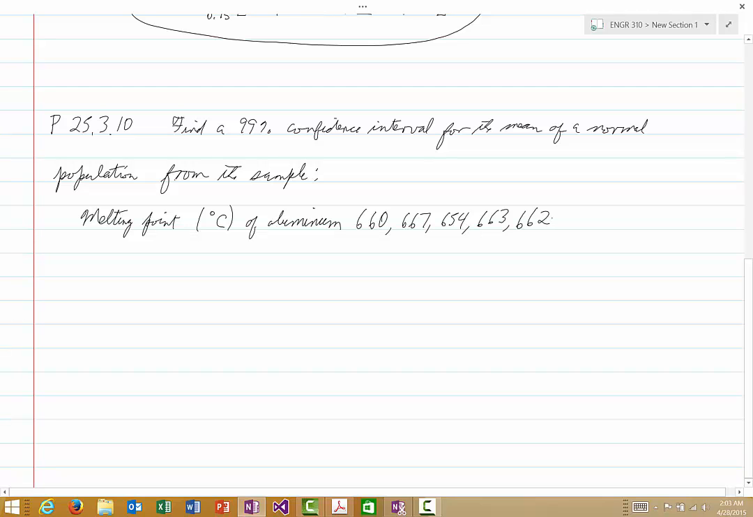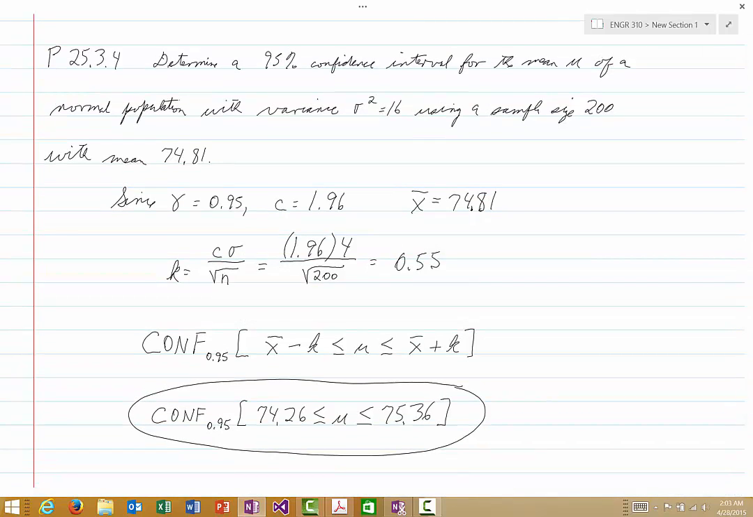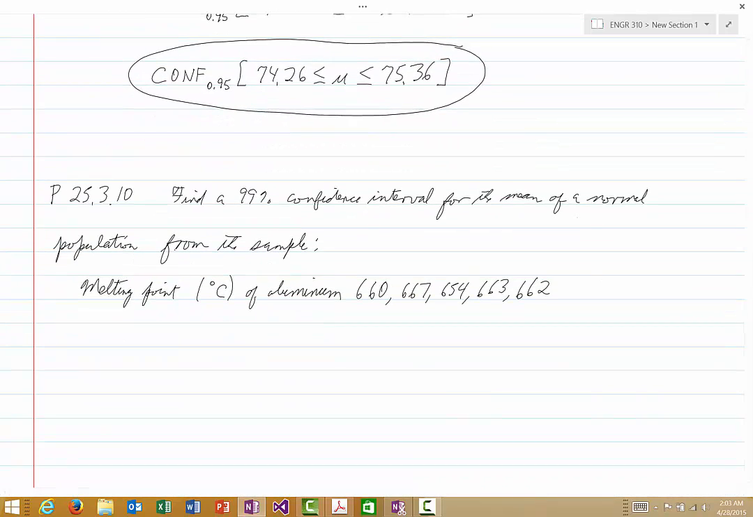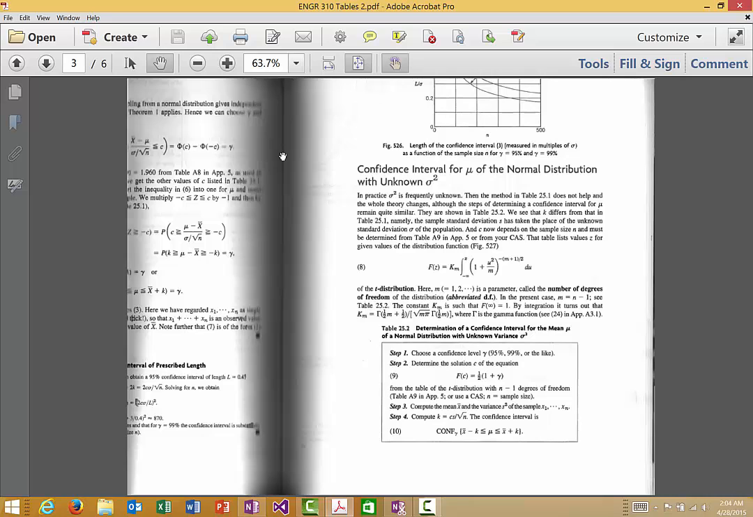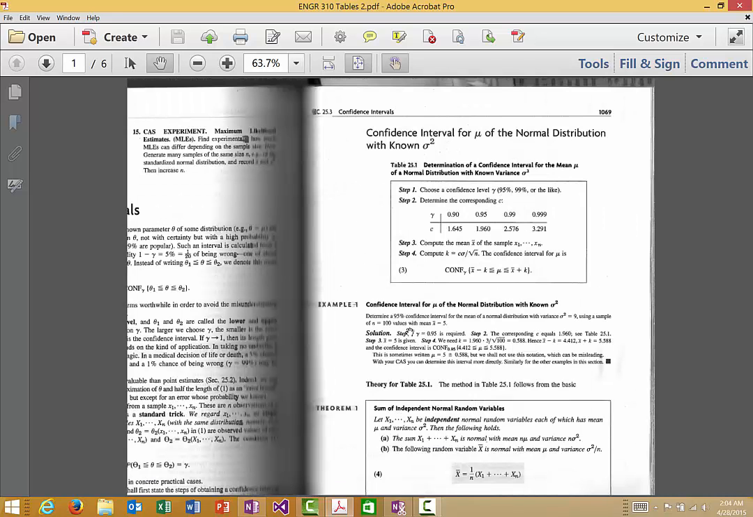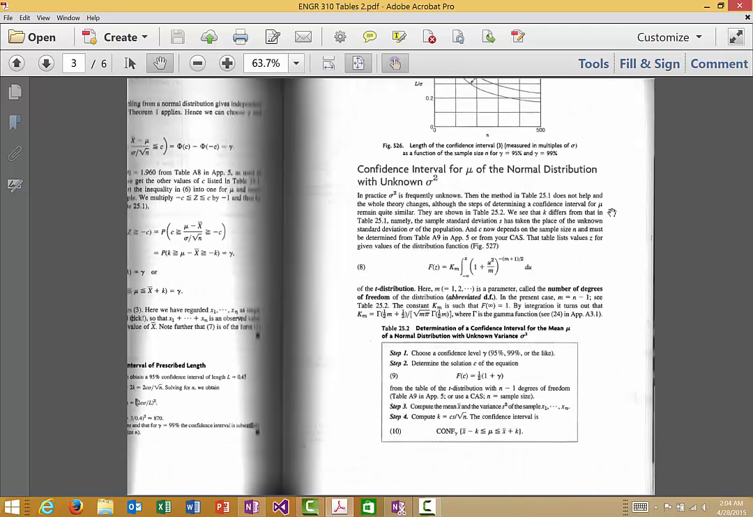Now notice that in this case, unlike in the previous problem where the variance sigma squared was given, in this problem, sigma squared is not given. So if we come back to our table, this table that gives us the confidence interval for mu with known sigma squared, this won't be appropriate. Instead, we need to go to table 25.2, and that table is in this same.